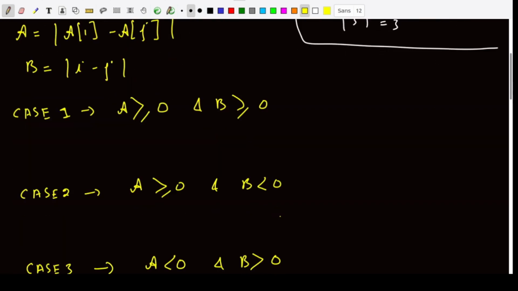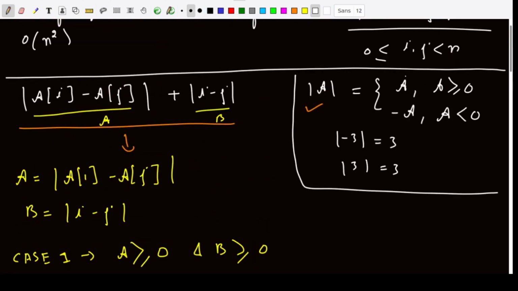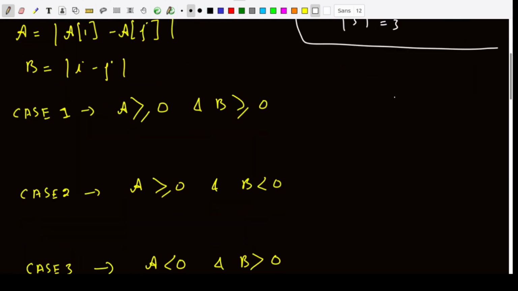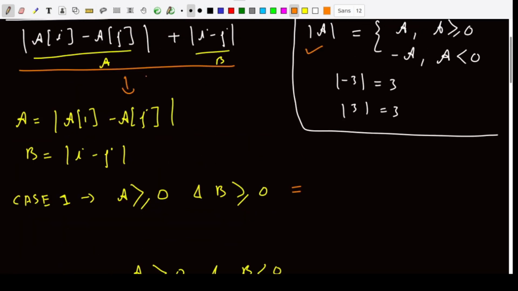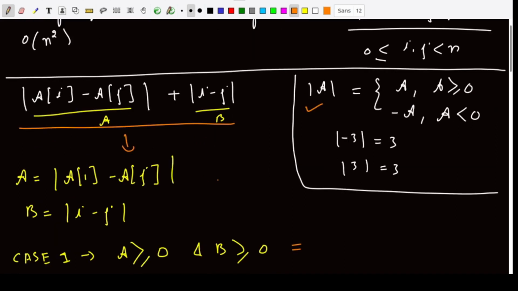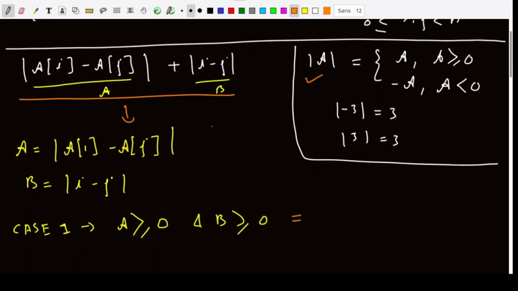So let us expand this now. Now a is greater than 0, so by this definition, if a is greater than 0, then |a| translates to a. Let us just write down our expression. In terms of a and b, the expression will be basically a plus b. If a is this and b is this, then the expression will evaluate to a plus b simply.